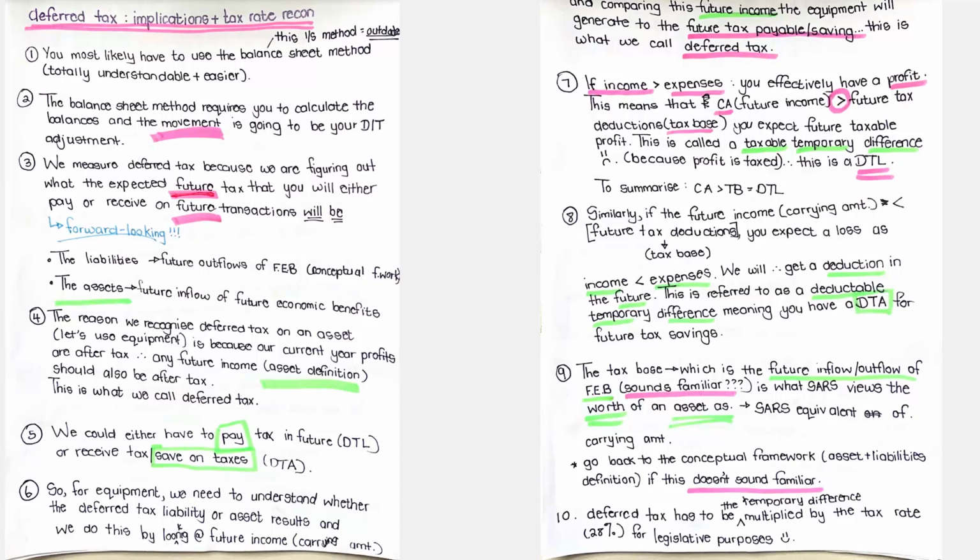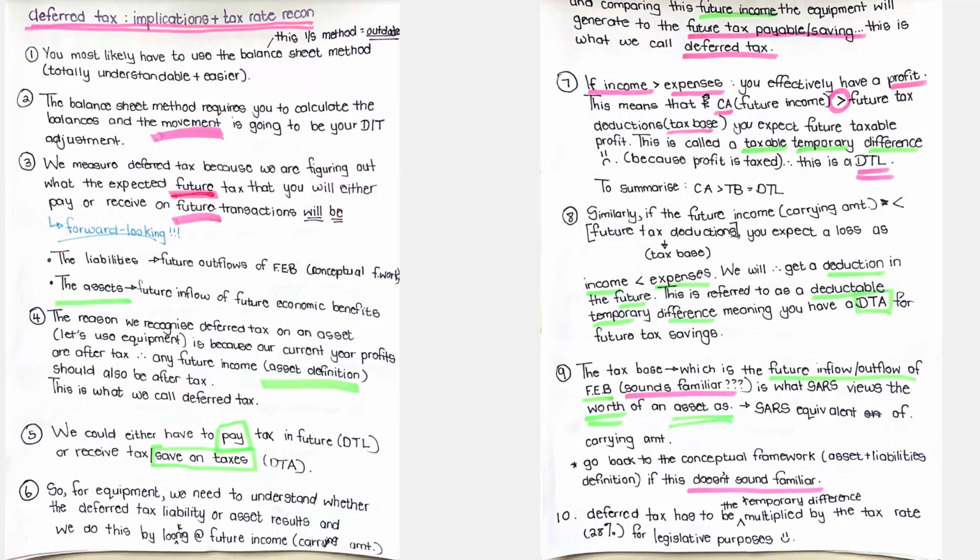When we go to point 9, the tax base is what SARS views the worth of an asset as. It is the SARS equivalent of the carrying amount. So let's go back to the conceptual framework and think about the definitions. SARS says that this asset will generate these amounts of inflows of future economic benefits. And based on that, they give you a deduction. So it is what helps us calculate this deduction that results in deferred tax.